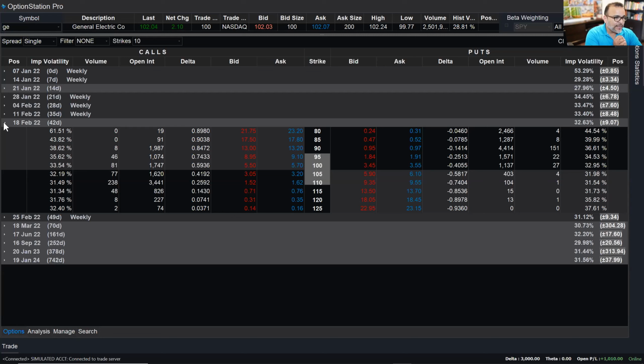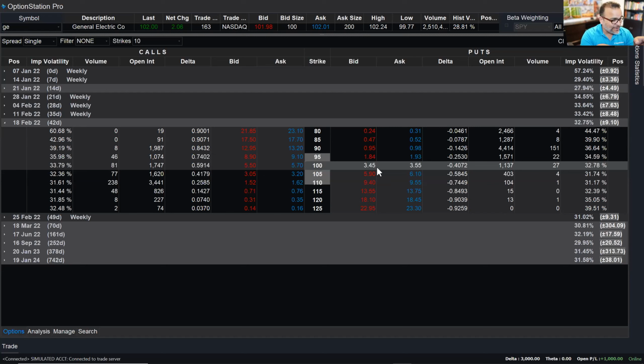We can see that the strike of 100 on the call side, those calls are being sold and bought for about $5.50 and $5.70. On the put side, it's a little bit cheaper. The 100 strike price is being bought for $3.45 and sold for $3.55. So we can see a little bit of difference in the prices.